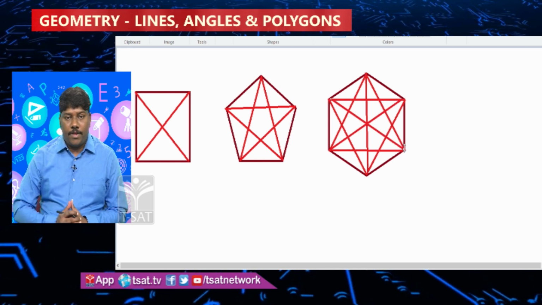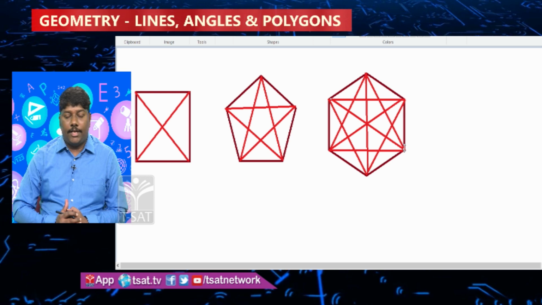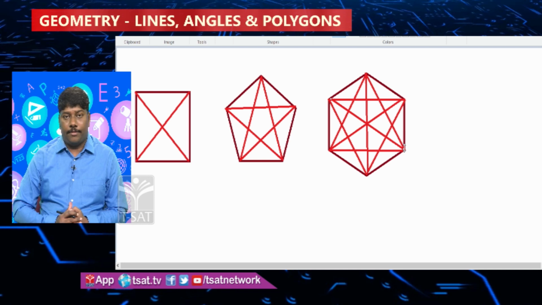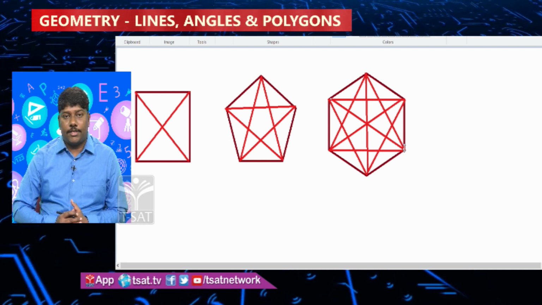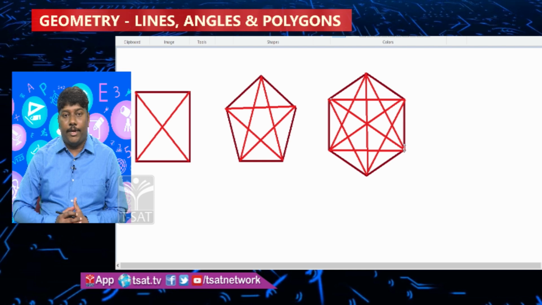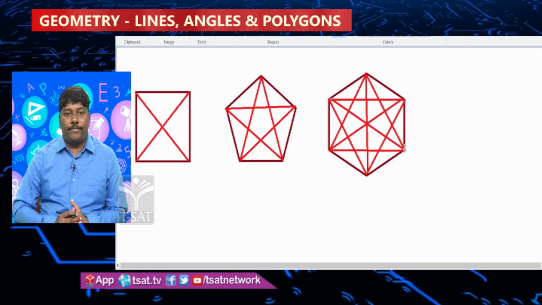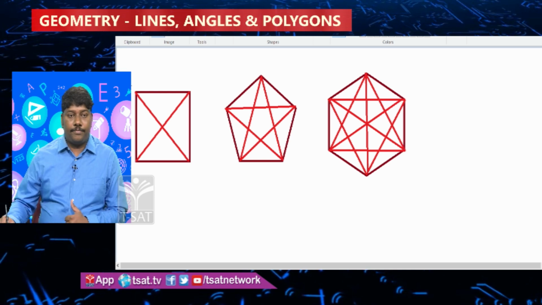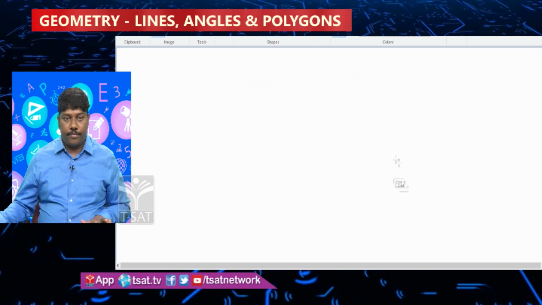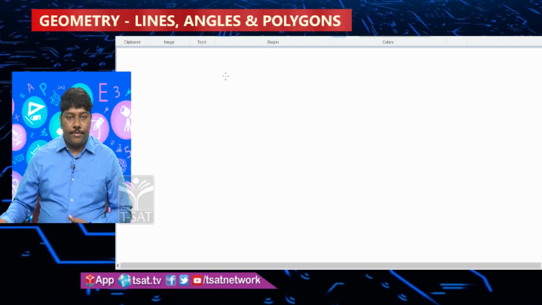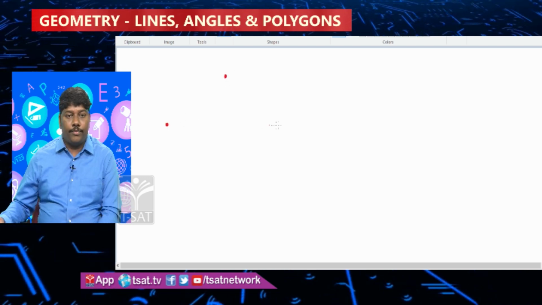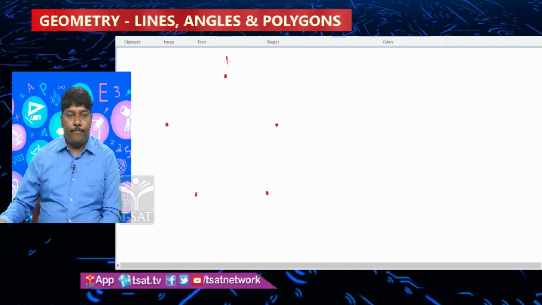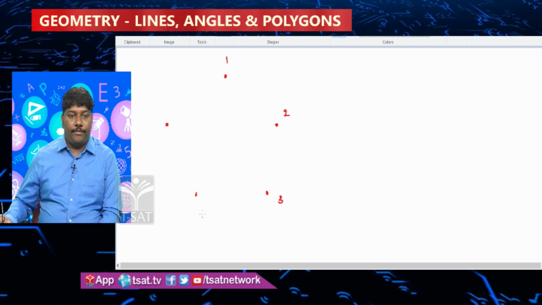But in the exam, if they give you the number of diagonals in a hexagon or septagon or octagon, first of all, drawing an octagon in the exam is a difficult thing, and imagine drawing diagonals in it. You cannot draw diagonals in the given time. So we need to find a way to find the number of diagonals. First, let me take 5 points. 1, 2, 3, 4, 5. Name them 1, 2, 3, 4, 5.